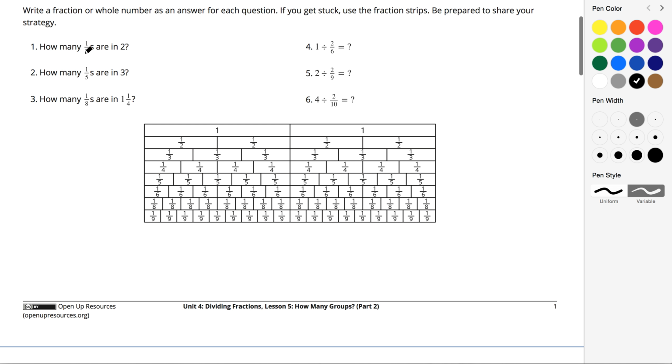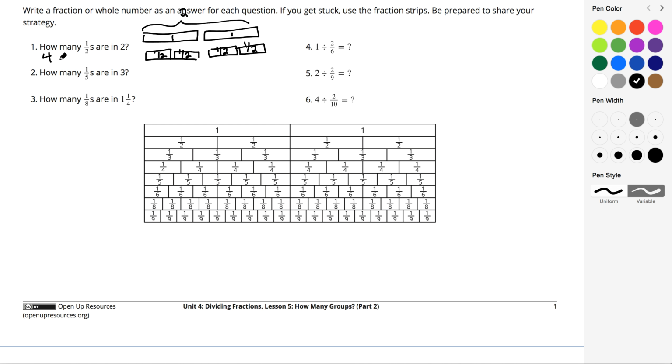So how many halves are in 2? I'm going to think about this as a picture. Here's one whole. Here's one whole. I have 1 and 1 all together. This makes 2. But I'm not concerned about the ones. I'm concerned about halves. So if I have one whole, how many halves are in it? Well, here's a half. Here's a half. Here's another half. These are halves. So I can see then I have 1, 2, 3, 4. There are 4 halves.